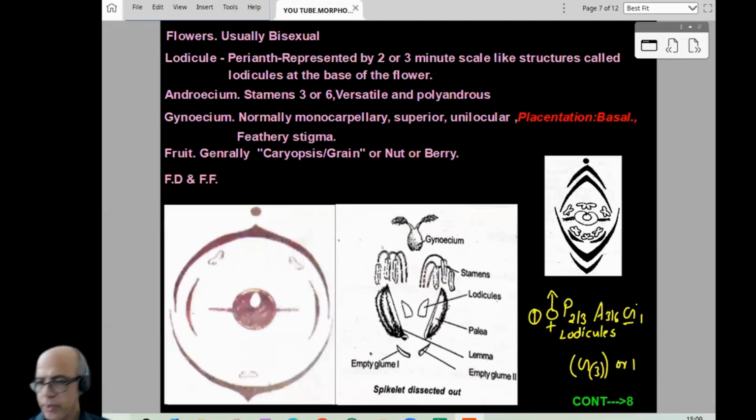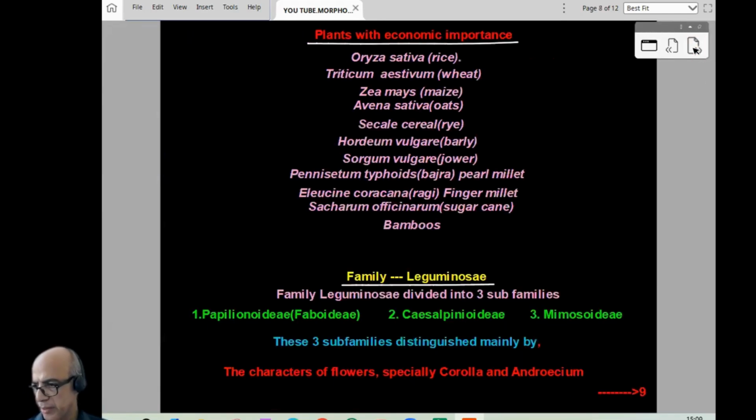Then we entered into flowers, usually bisexual, then lodicule, it is equivalent to perianth, represented by 2 or 3 minute scales. Then androecium stamens 3 to 6, versatile filaments. Gynoecium monocarpellary, superior, placentation is basal. Feathery stigma, fruit is caryopsis or grain. And here you can find floral diagram, another representation of inflorescence, then floral formula, etc. So it will be easy, theoretical aspect. Then plants of economic aspect, a lot of our main food given there with their common name and scientific name.